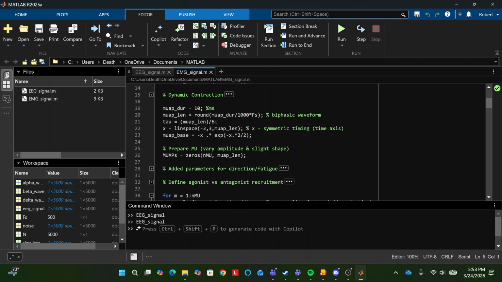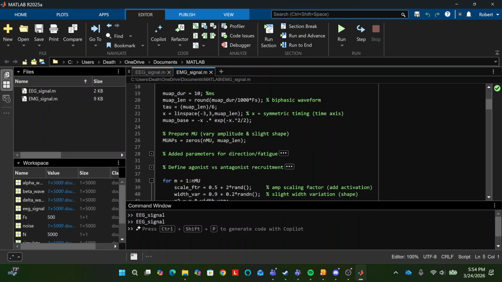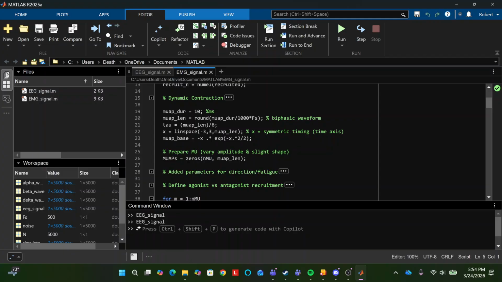We can actually have our duration, the length. This is a biphasic waveform, so this is going to create a biphasic waveform. Then we have our tau, and we have our x, and we actually will have our base for our MUAPs. This is all about calculation. This was me just looking up how these things are calculated and how MUAP is actually calculated. What do you need? I did a lot of research on that.